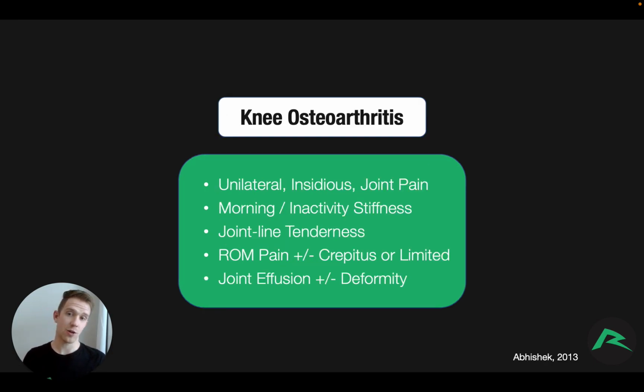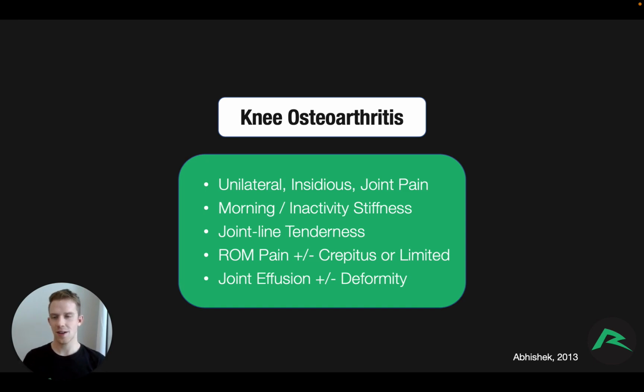So knee osteoarthritis, which again, we waited until this point to get here, which is going to be age-related changes of the cartilage or subchondral bone in the knee. So you'd expect unilateral or one-sided, insidious, which would be unknown causes, so there's no incident that's related to it. Unilateral insidious joint pain. You'd expect morning or inactivity stiffness, so the morning stiffness of less than 30 minutes or so. Short-lived inactivity stiffness, which would be called gelling in a lot of cases.